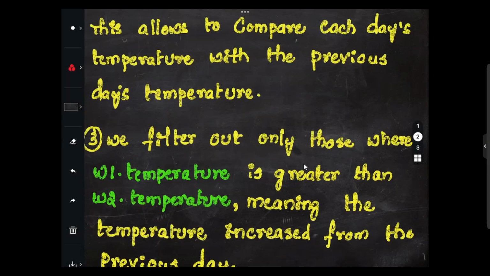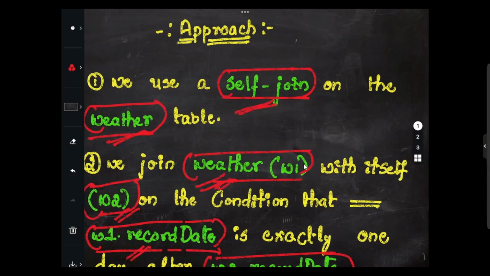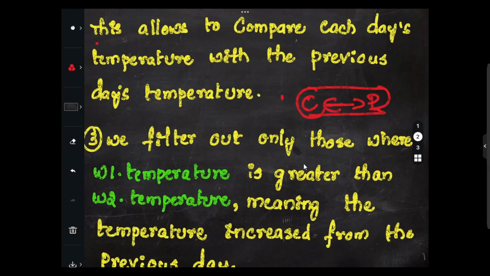Why are we doing this? This allows us to compare each day's temperature with the previous day's temperature. The current temperature has to be compared with the previous temperature, which is what we discussed in the question. So basically, steps 1 and 2 allow us to compare each day's temperature with the previous day's temperature.